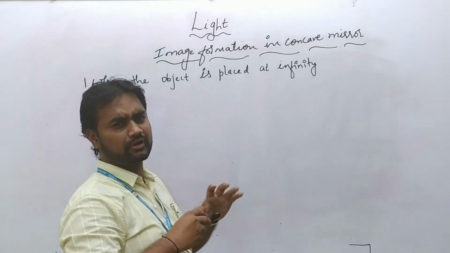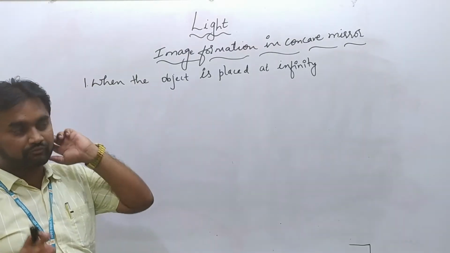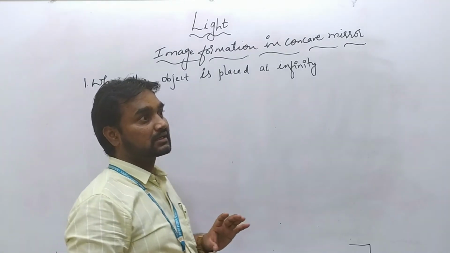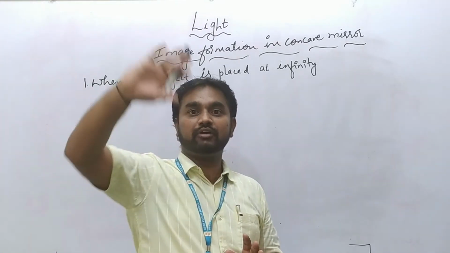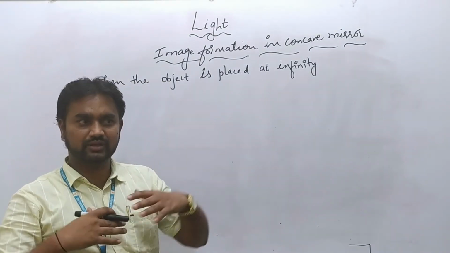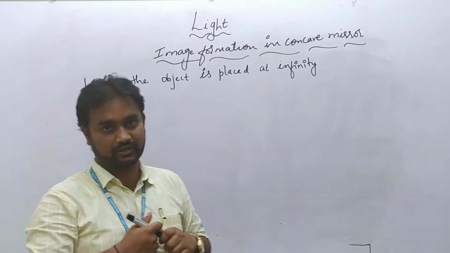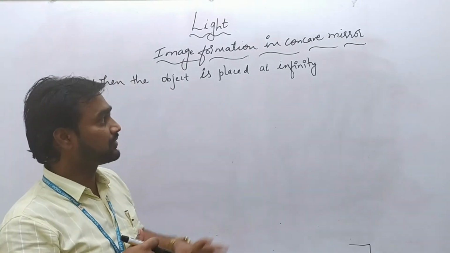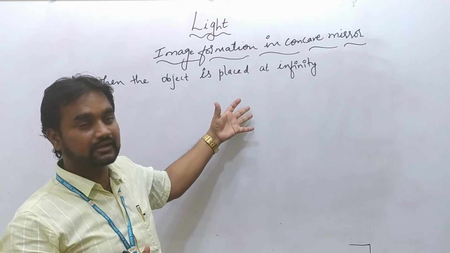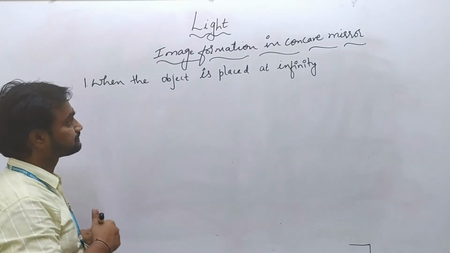Infinity means very far. Very far away from the mirror. For example, you can say the sun. The sun is very far away from the mirror, very far away from us. In order to capture the image of the sun, how can we define it? By drawing the ray diagram. So let us see now.